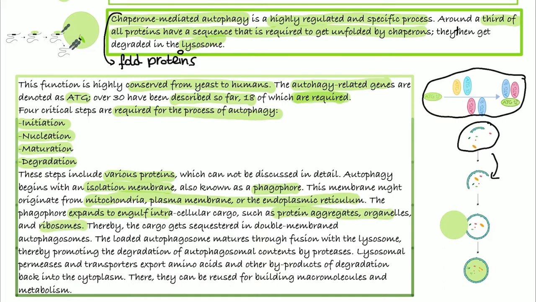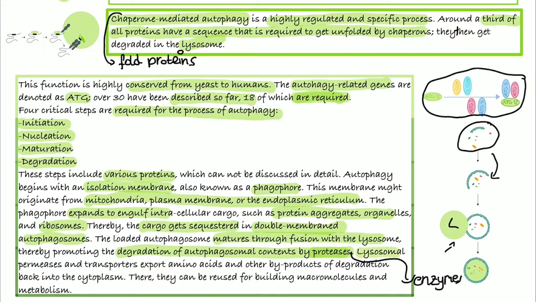So thereby the cargo gets sequestered in a double-membraned autophagosome. And this loaded autophagosome then matures through the fusion with the lysosome, which you see here. This promotes the degradation of autophagosomal contents by proteases, so enzymes. A video about enzymes is linked above. By proteases, which can break down proteins.